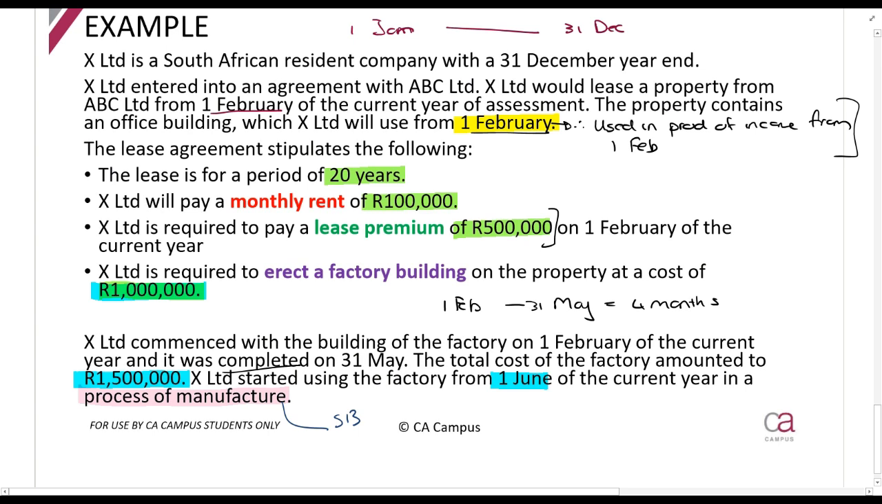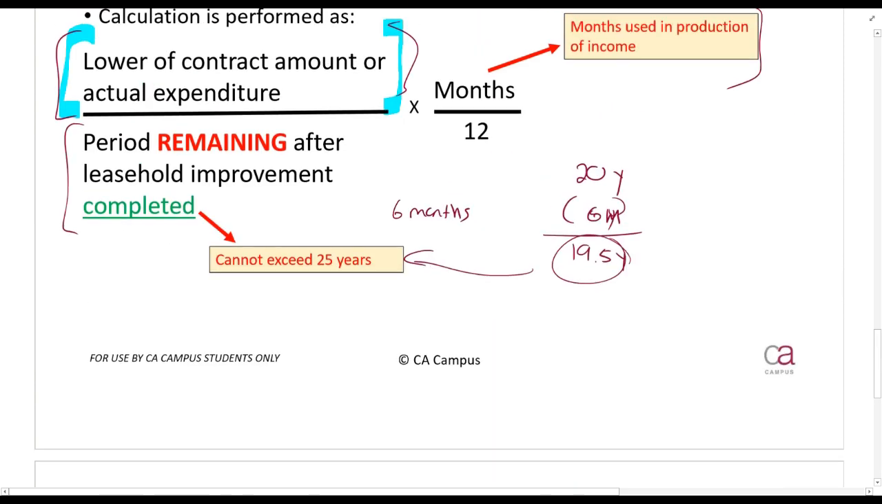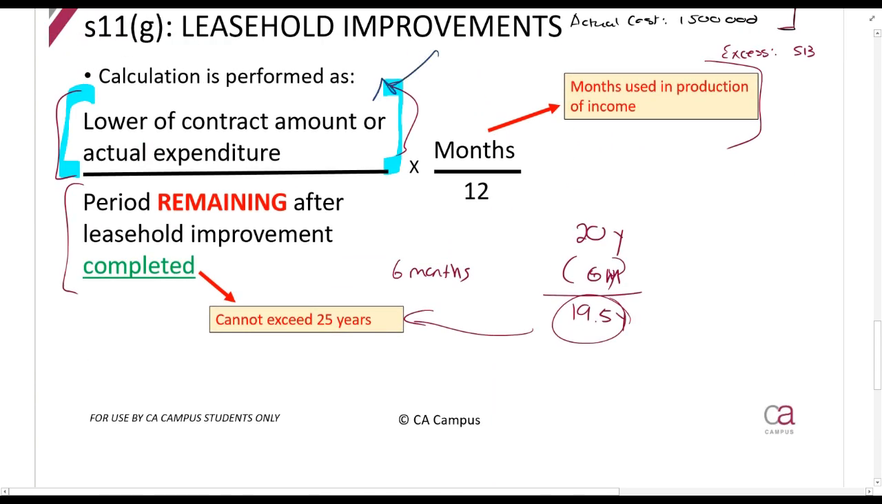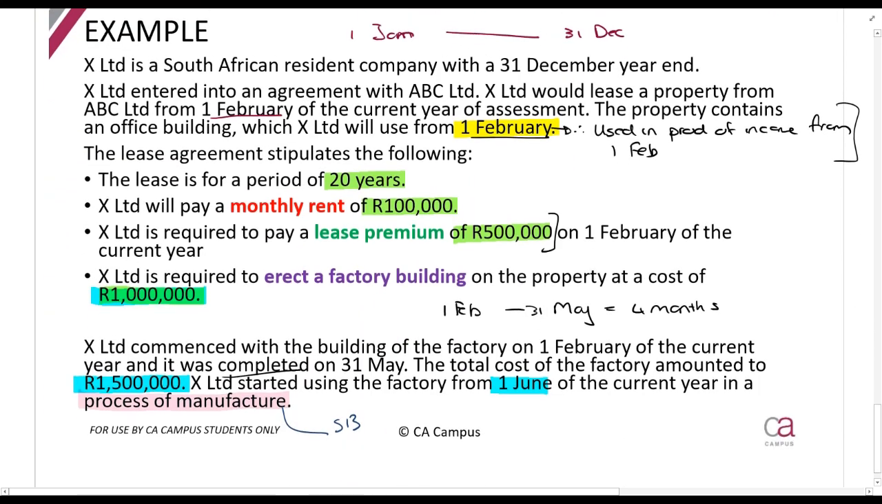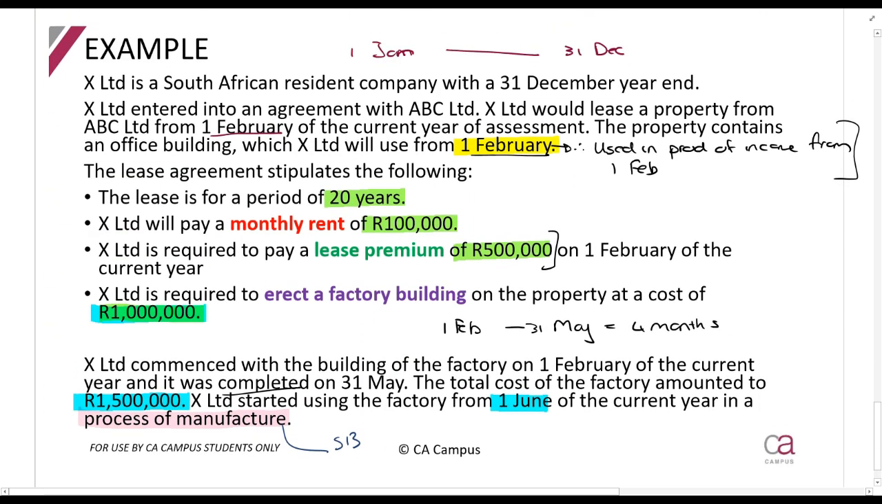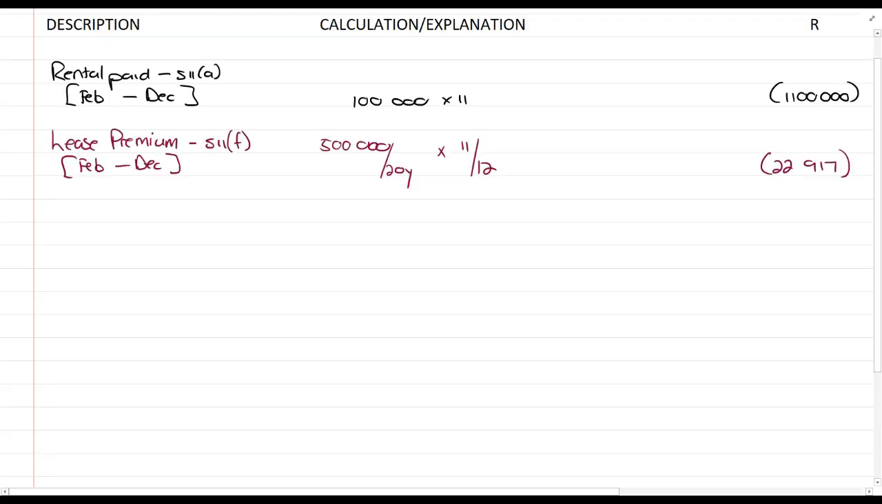Then we have our leasehold improvement, the factory building. As a reminder, we take the lower of the amount in the contract or the actual expenditure divided by the period remaining after it has been completed, and we apportion it for the period of time that we used it. Okay, so this factory, we should have spent 1 million rands, but we actually spent 1.5 million rands. It took us from the 1st of February until the 31st of May, 4 months to complete it. And we started using it from the 1st of June. Right, so let's do it.